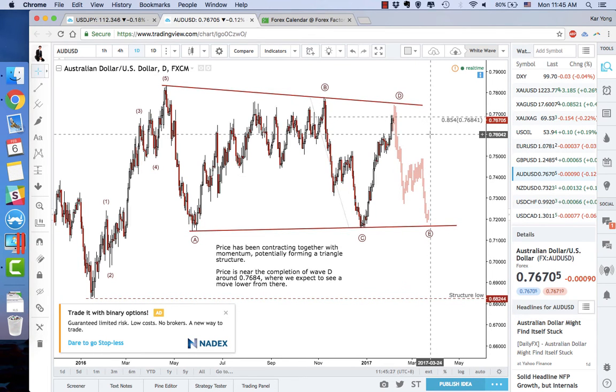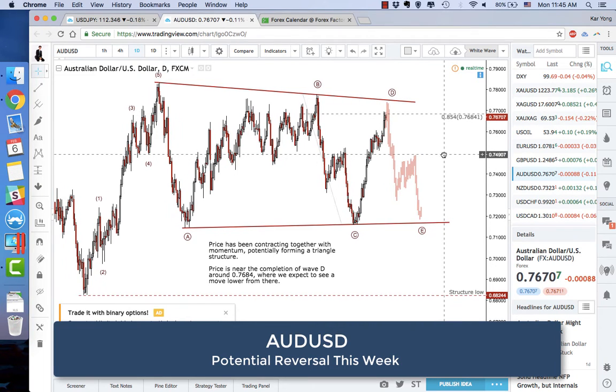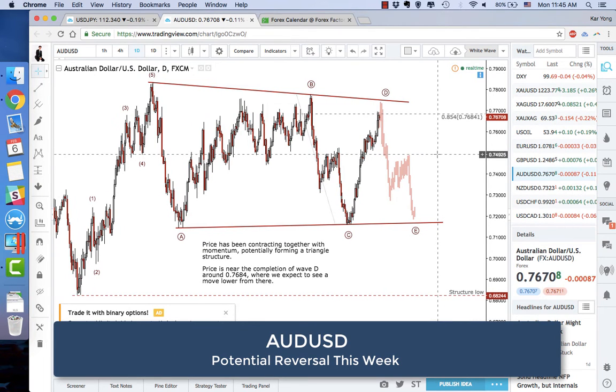Alright, so for Australian dollar, what we are seeing over here is actually a potential triangle formation. We did see a move down, a move up, and then a move down, which forms the ABC. We are potentially completing the D wave and expecting one last move towards the downside. You can see price has touched the 854 Fibonacci retracement level and is facing some kind of resistance up there.